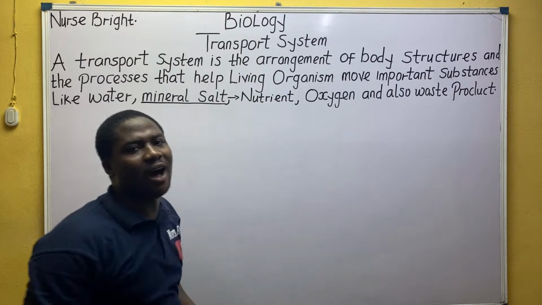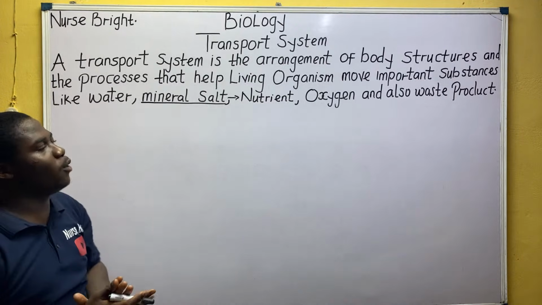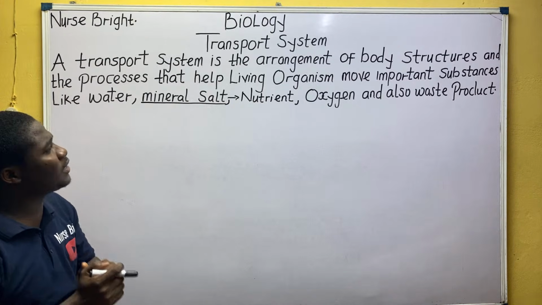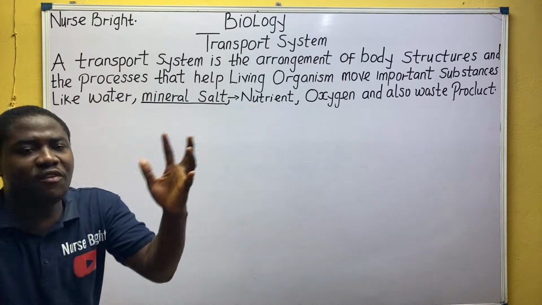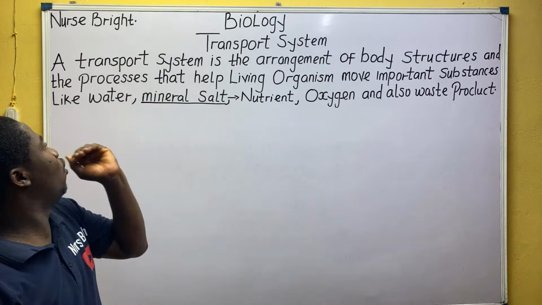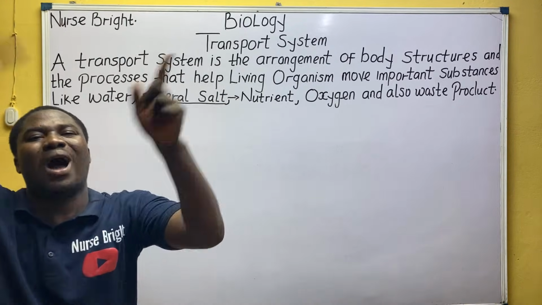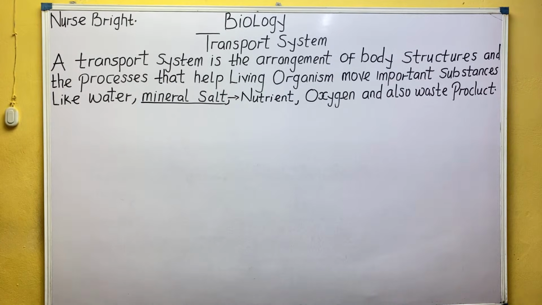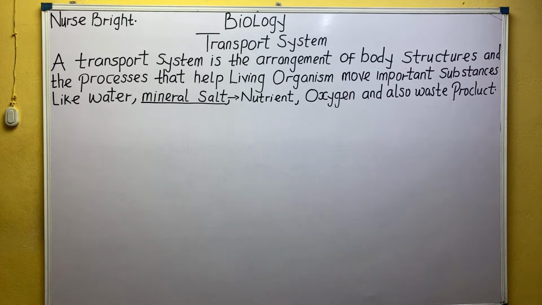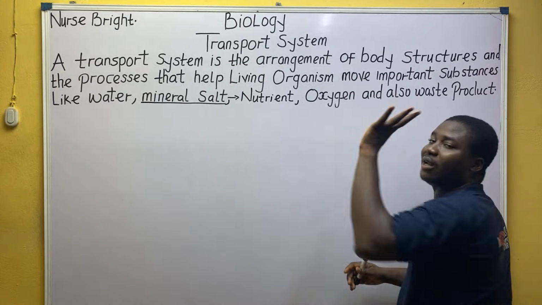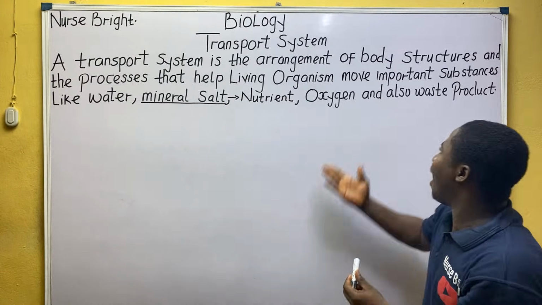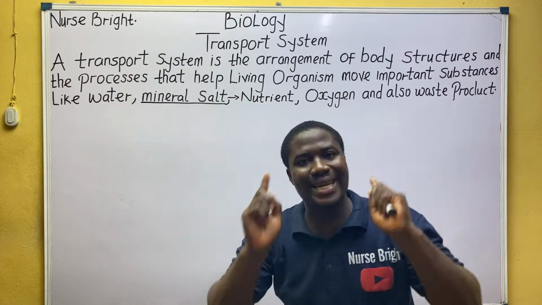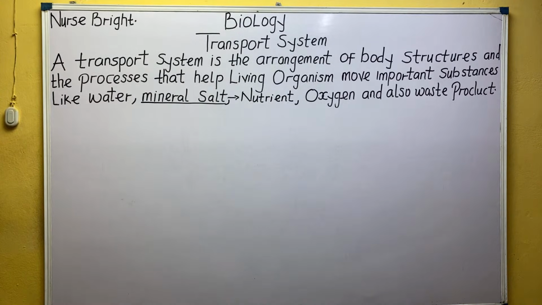So these are all we need to know about what a transport system is. A transport system has to do with the arrangement of body structures and the processes that help living organisms move substances, like water, into the cell and also outside the cell. Do you understand? So water, mineral salt, which are nutrients, and oxygen will move into cells, while waste products will leave. This is the overview of the transport system.